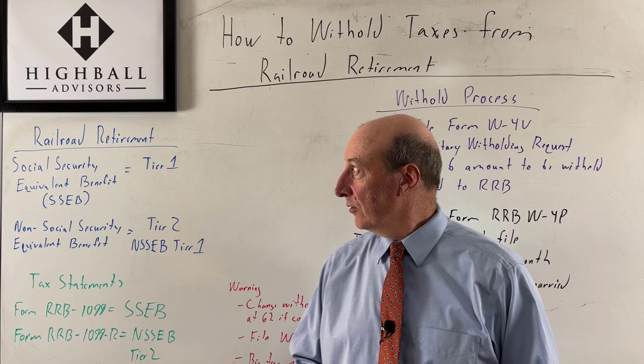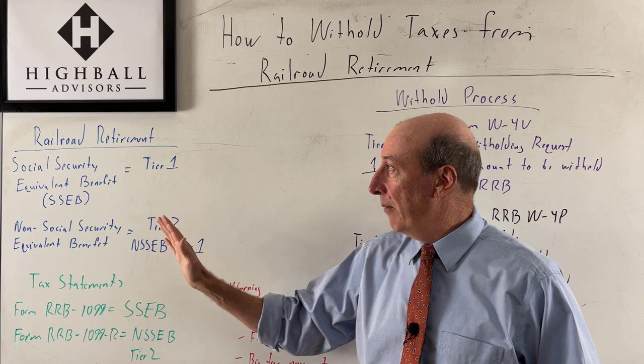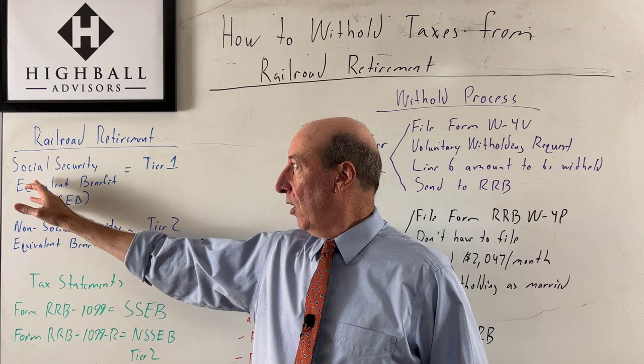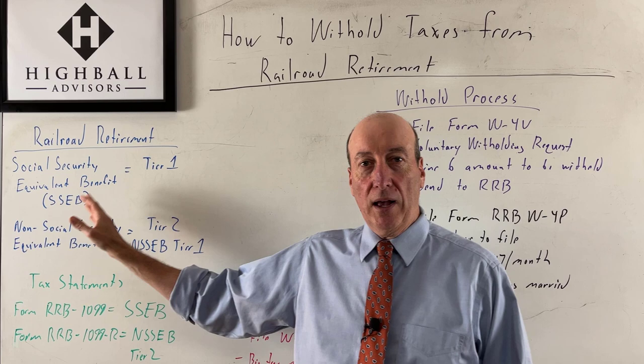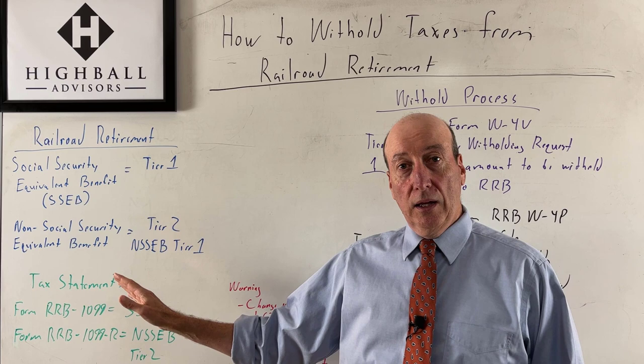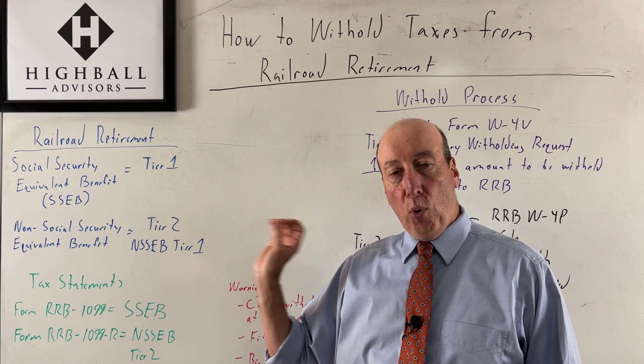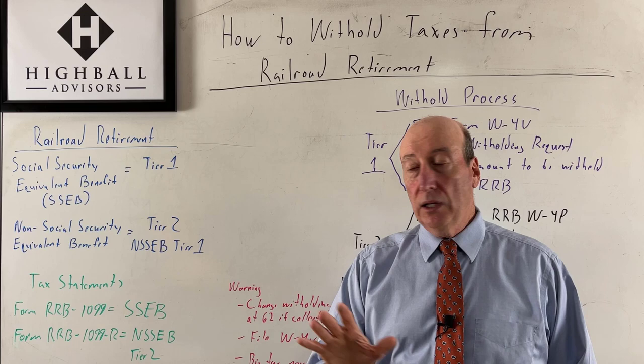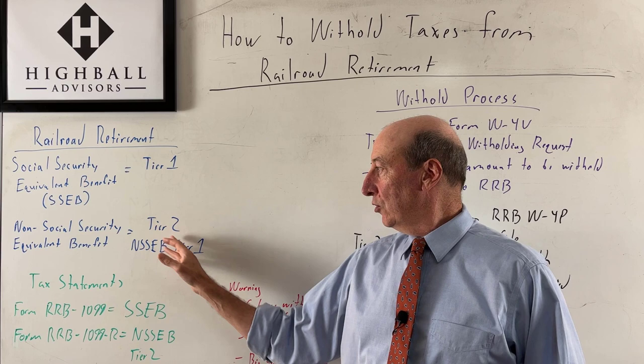So railroad retirement is tier one and tier two. I talk about that all the time. Your tier one portion is partly a Social Security equivalent benefit, SSEB. You'll probably see that acronym around. However, that's only from age 62 on. Pre-62 is a non-Social Security equivalent benefit, NSSEB. That's the portion of tier one before 62. And your tier two portion is always going to be a non-Social Security equivalent benefit.